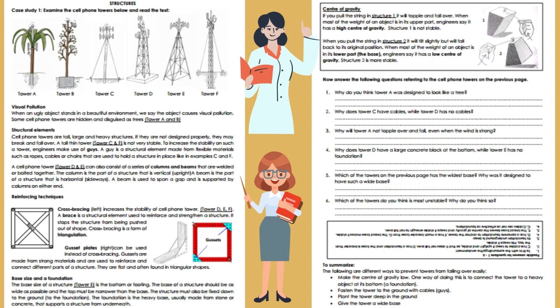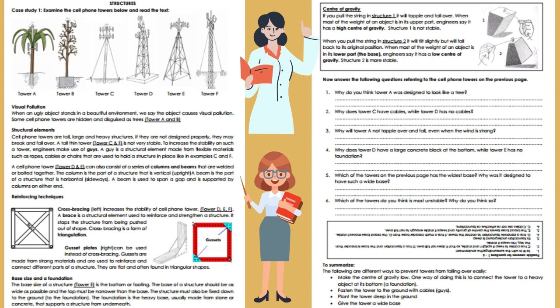Cell phone towers are tall, large, and heavy structures. If they are not designed properly, they may break and fall over. A tall, thin tower, Tower C and F, is not very stable. To increase the stability of such a tower, engineers make use of guys. A guy is a structural element made from flexible materials, such as ropes, cables, or chains, that are used to hold a structure in place, like in examples C and F.